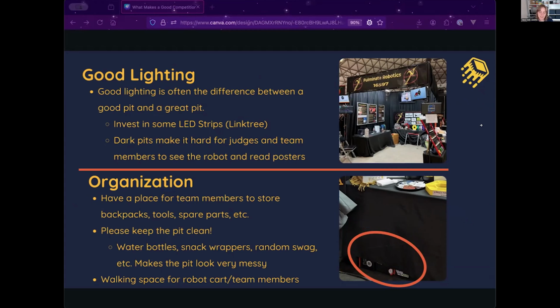It ends up just out and on the tables and it makes it look super messy. So just make sure you keep your pit clean. If you need, get a little trash can, stick it under a table for your team members.